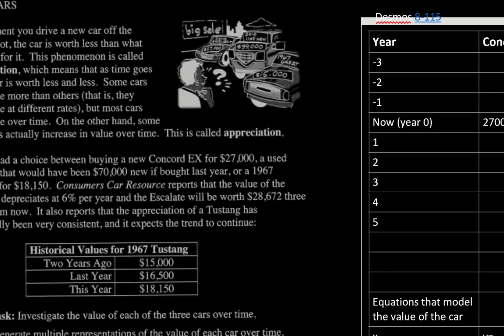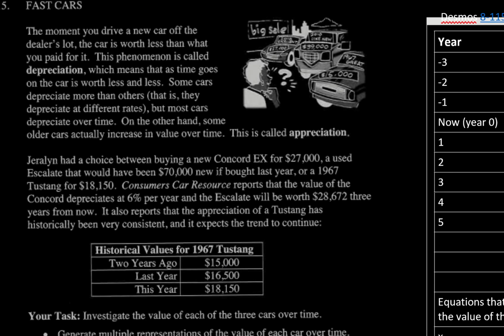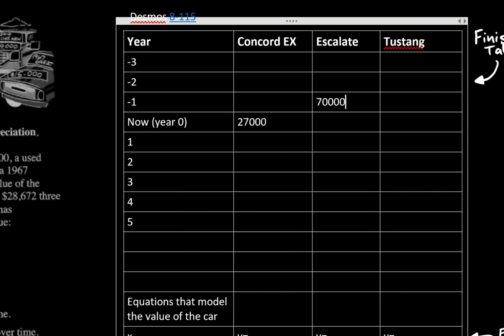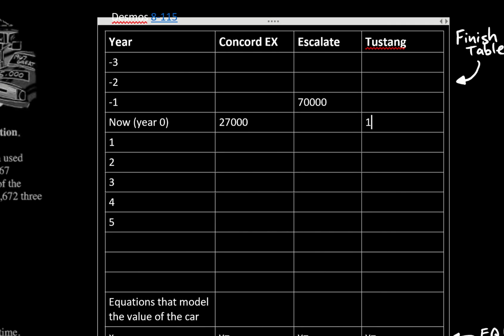And then it also says, or a 1967 Mustang for $18,150. So that's now. $18,150. All right, so there's more information here, obviously.